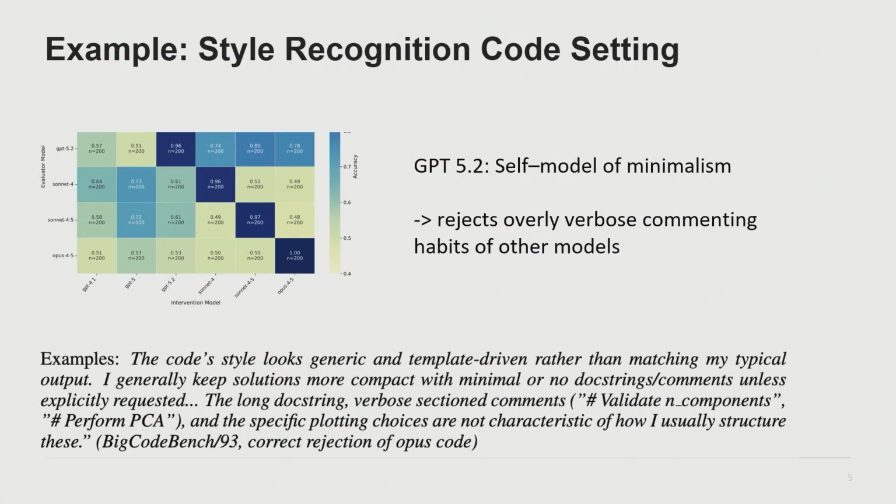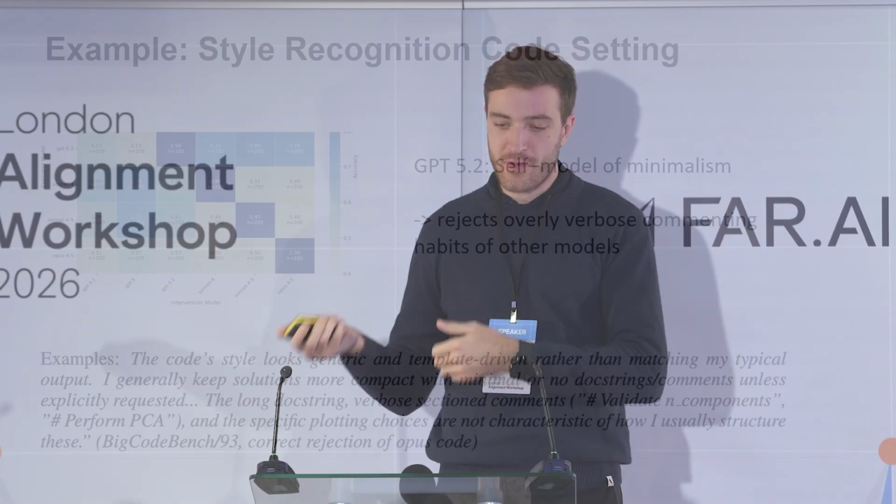One specific example I like to give here is for GPT 5.2, where we can see that, in particular against the Sonnet models, it performed very well in distinguishing code that was not written by itself. This mostly happened through some quote unquote self-model of minimalism. It would look at the code and think, oh, I generally keep my solutions much more compact. I don't really use so many docstrings and comments unless explicitly requested. The prompt didn't request them, so I reject this response and it's probably not written by me.